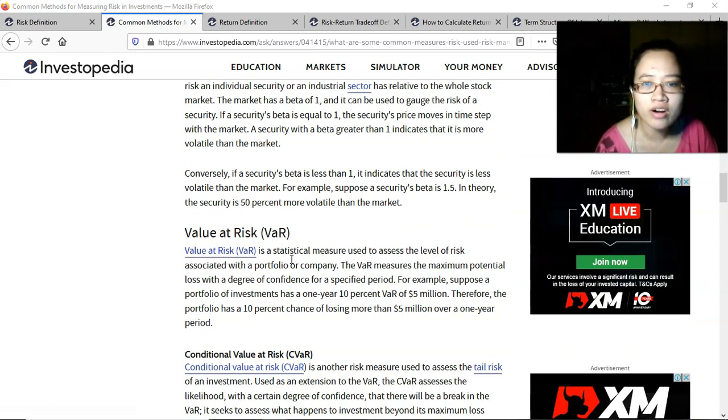Value at risk, VAR, is a statistical measure used to assess the level of risk associated with a portfolio or a company. The VAR measures the maximum potential loss with a degree of confidence for a specific period. For example, suppose a portfolio of investments has a 1-year 10% VAR of $5 million. Therefore, the portfolio has a 10% chance of losing more than 5 million over a 1-year period. Okay, so it's more about the possibility of loss. Alright.